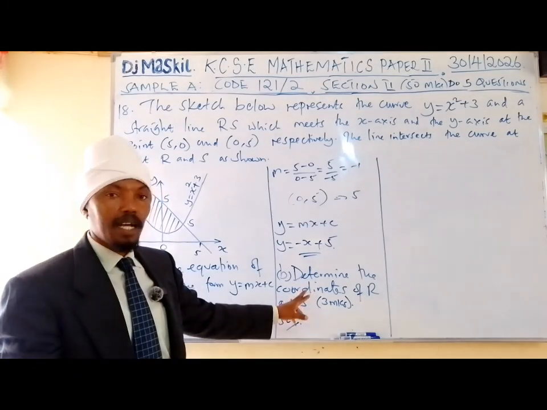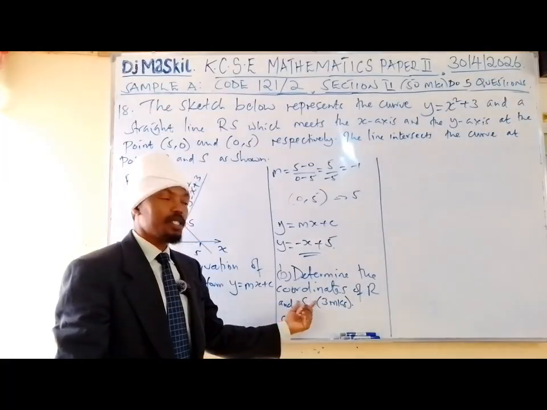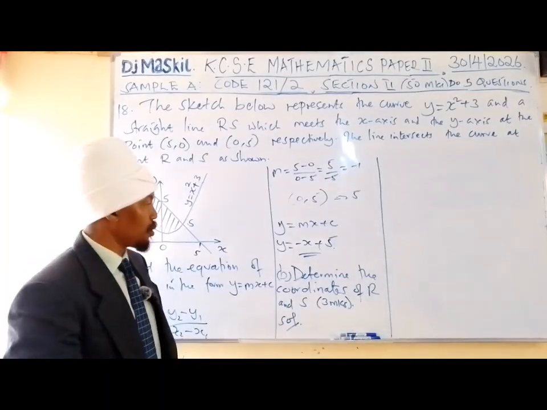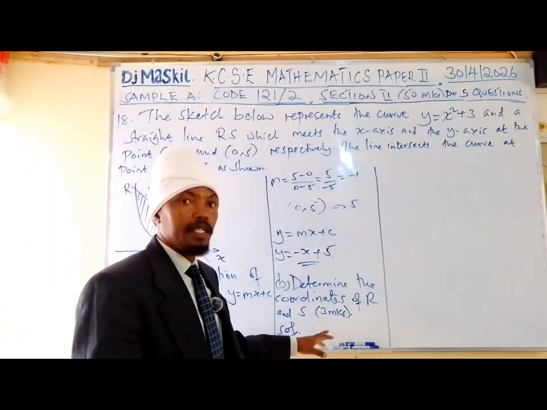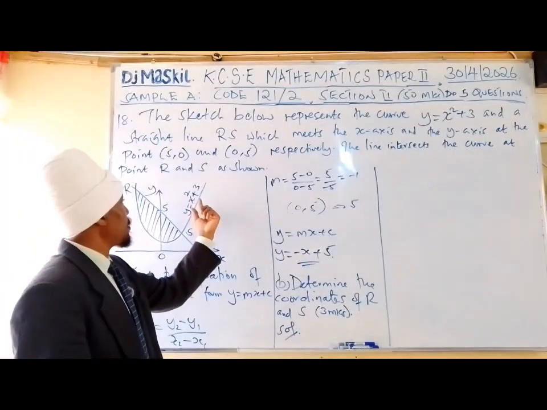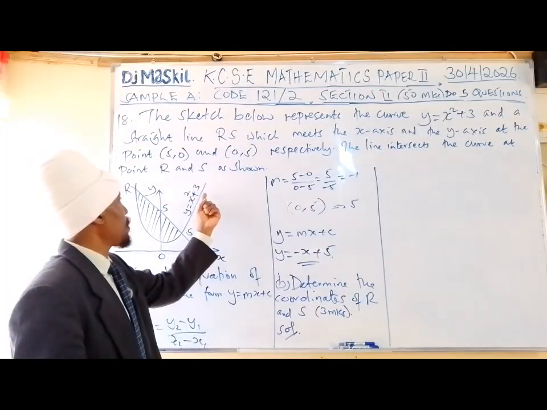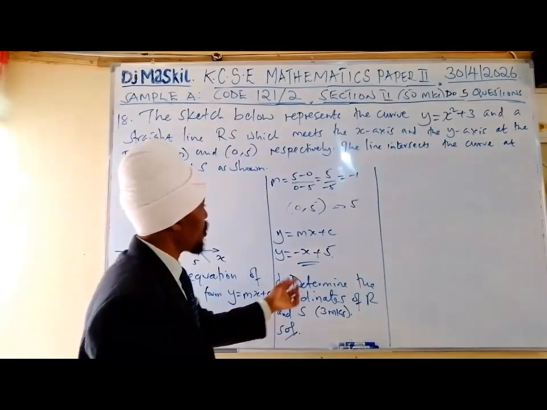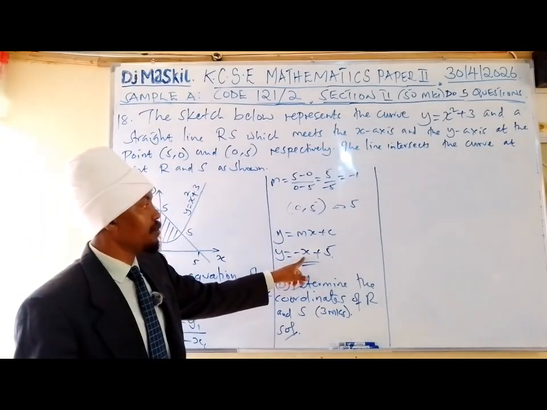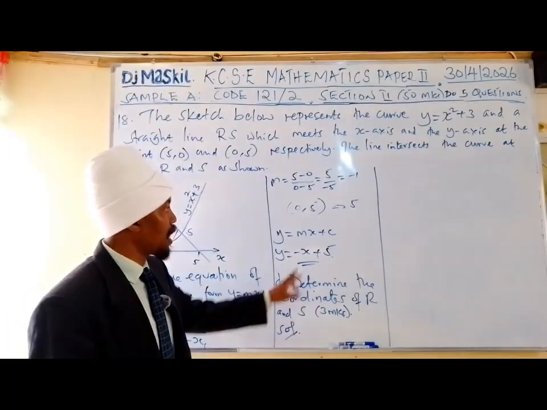Part B is asking, determine the coordinates of R and S. Solution. Now, the equation of our curve is y is equal to x squared plus 3, and the equation of the line RS is y is equal to negative x plus 5. Now we equate the two.